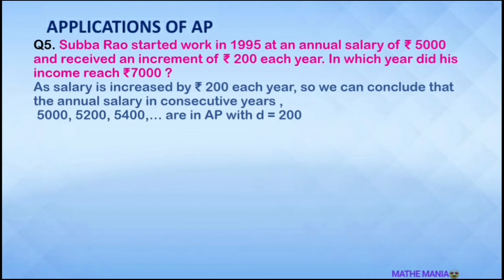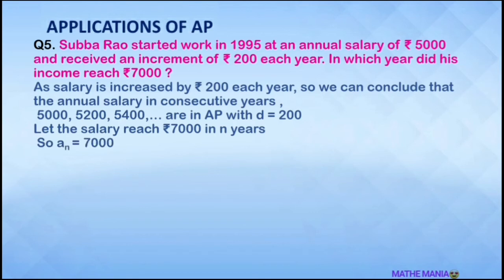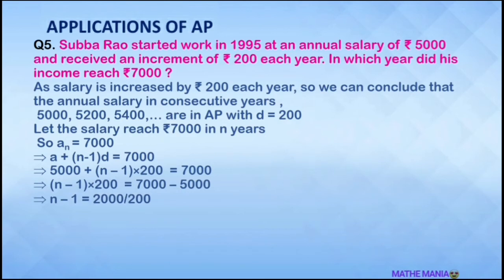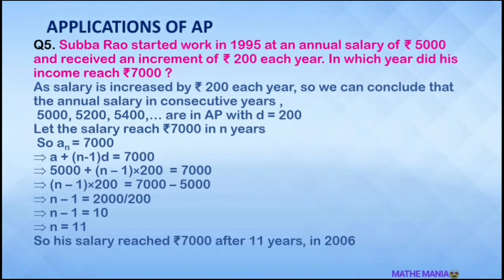Let the salary reach rupees 7,000 in n years. So an is equal to 7,000, or a plus (n minus 1)d is equal to 7,000. Replace the values of a and d and we get 5,000 plus (n minus 1) into 200 is equal to 7,000, or (n minus 1) into 200 is equal to 7,000 minus 5,000. Therefore, n minus 1 is equal to 2,000 upon 200, which is 10. So n is equal to 11. This means his salary reached rupees 7,000 after 11 years, that is in 2006.